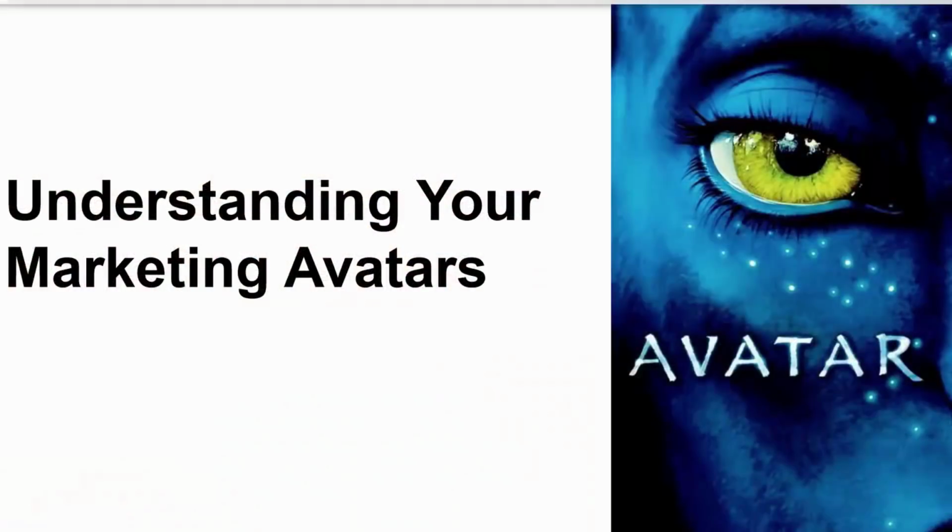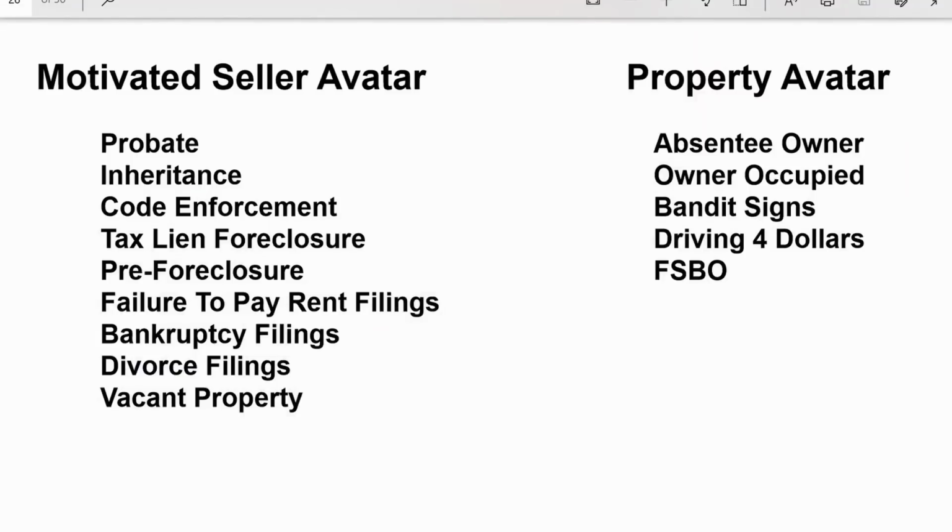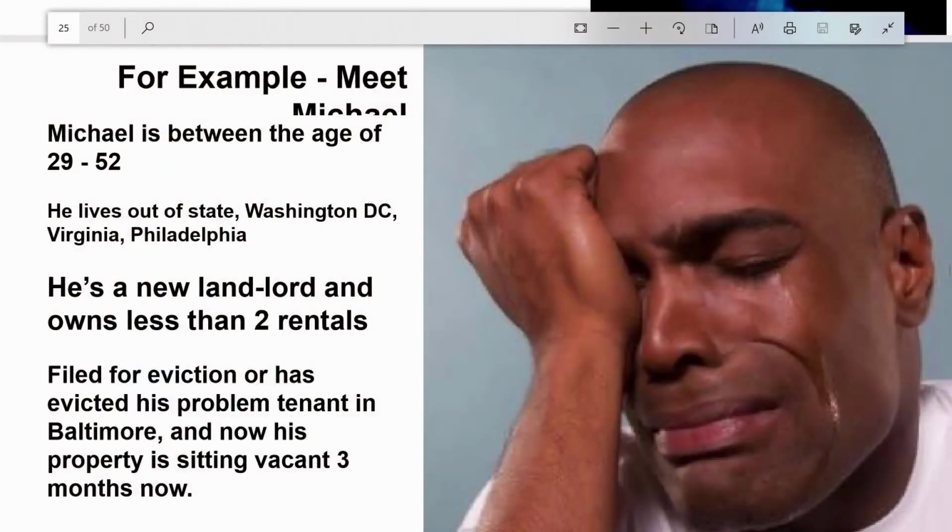There's two things in this business that really matter. There's what's called an avatar. And what we call them in this business is marketing avatars. Number one is a motivated seller avatar. For example, Michael is between the age of 29 and 52. He lives out of state in Washington, D.C. He's a new landlord, owns less than 2 rentals, and he filed for eviction. Has a problem tenant. He's living in Baltimore, and the property's been vacant for 3 months.